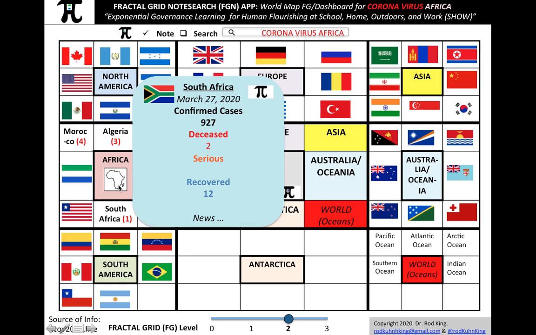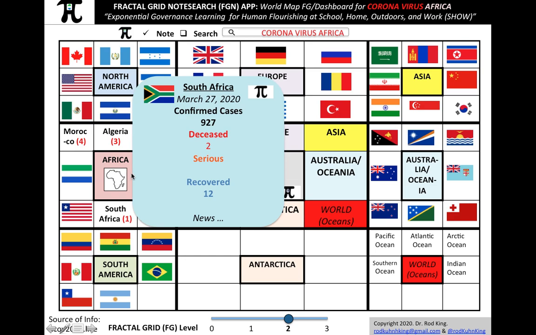This shows the statistics when we zoom into particular countries. In this case, we have zoomed into South Africa. South Africa is at number 1 in terms of incidents, and there are 927 confirmed cases. 2 people are dead and 12 have recovered.